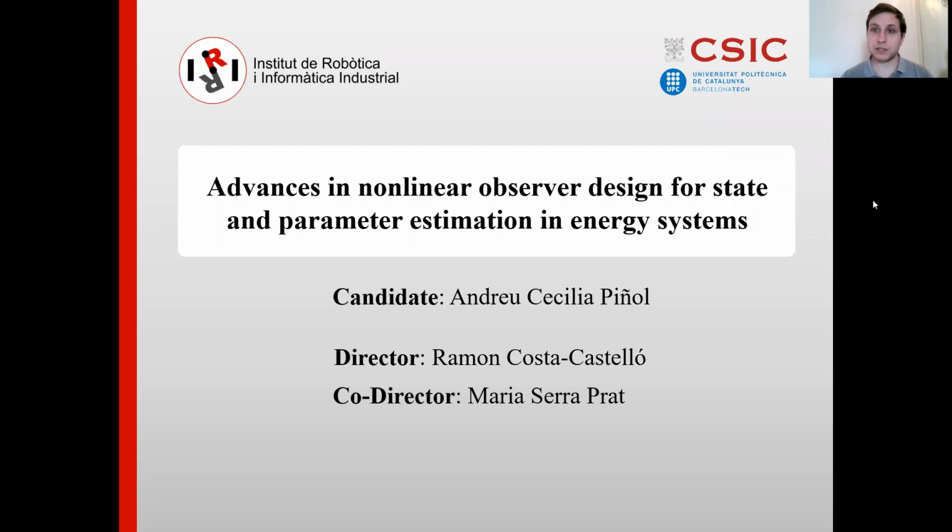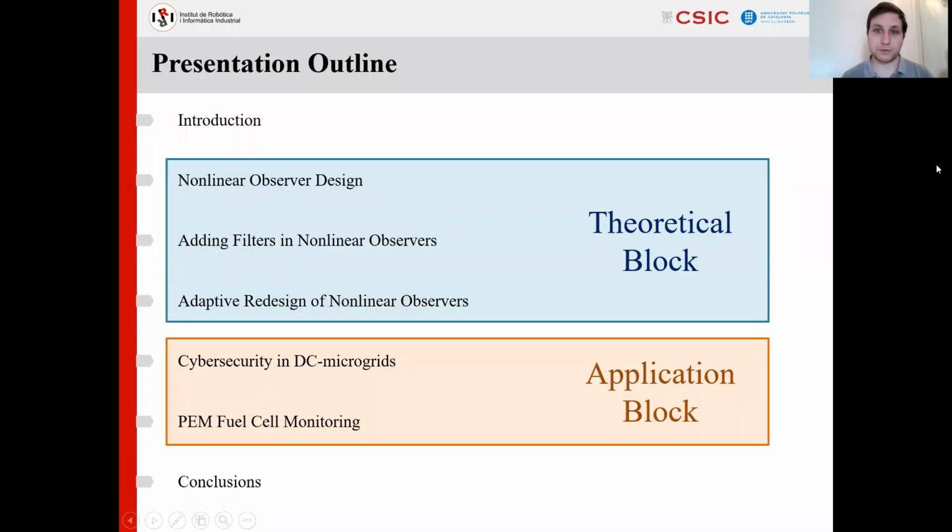So this presentation is mainly separated into blocks. First, I will present the theory related to observer design for generic nonlinear systems. How can you add filters in this observer to reduce the effect of measurement noise? And how can you adaptively redesign this observer to reduce the effect of parametric uncertainty?